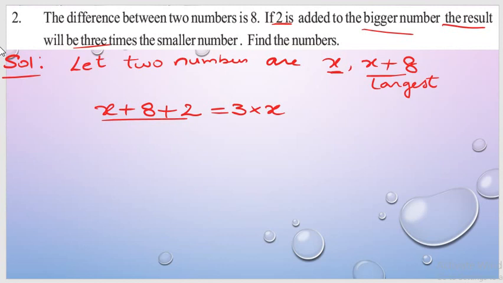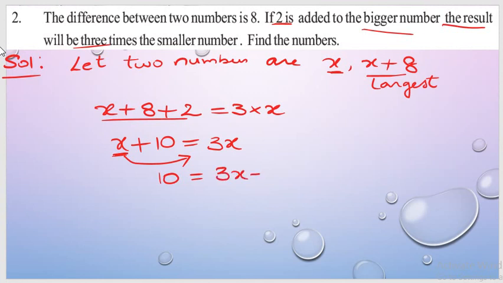Now let us simplify this. So x plus 8 plus 2 is nothing but 10. So x plus 10 is equal to 3 times of x, which is nothing but 3x. Now to simplify this, what I need to do is transpose the like terms to one side. So here x is there, so that x I have transposed. So 10 is equal to 3x. Already this is plus x, so if I transpose that plus x, it becomes minus x. So 3x minus x is nothing but 2x. So from this x is equal to 10 divided by 2, which is nothing but 5.